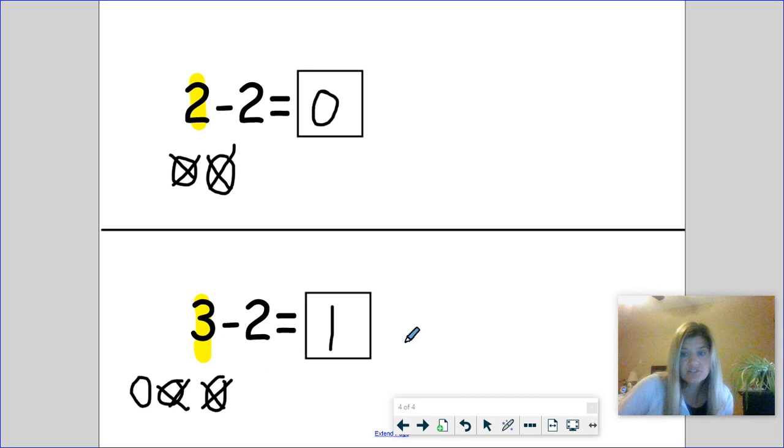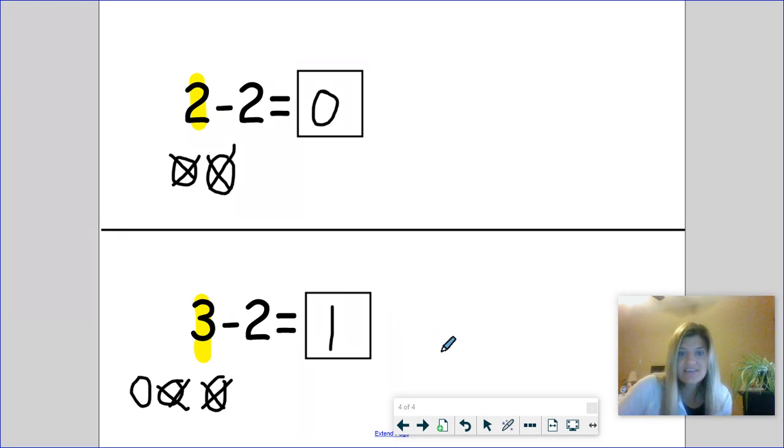Again, if you don't want to draw circles, you can use your fingers. So how many fingers am I going to hold up? 3 fingers. How many fingers am I going to take down? 2. 1, 2. How many fingers do I have left up? 1 finger left up, so my answer is 1.